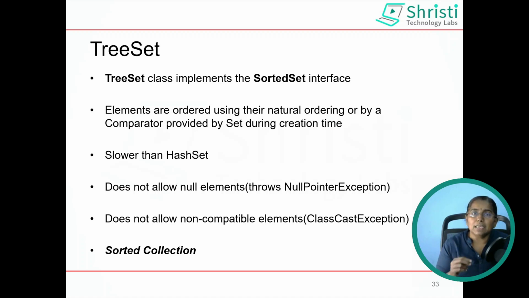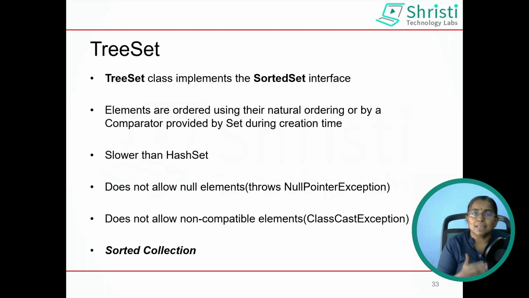Suppose you are adding custom elements to your TreeSet, it is mandatory that you provide the sorting functionality. By default, TreeSet will not sort the custom objects. You need to provide by which property you want to sort the elements of your custom object. Suppose you are adding a list of employee objects to your TreeSet, you need to specify with what property you want to sort the employee objects. We will be learning about sorting in two different ways in the upcoming videos.